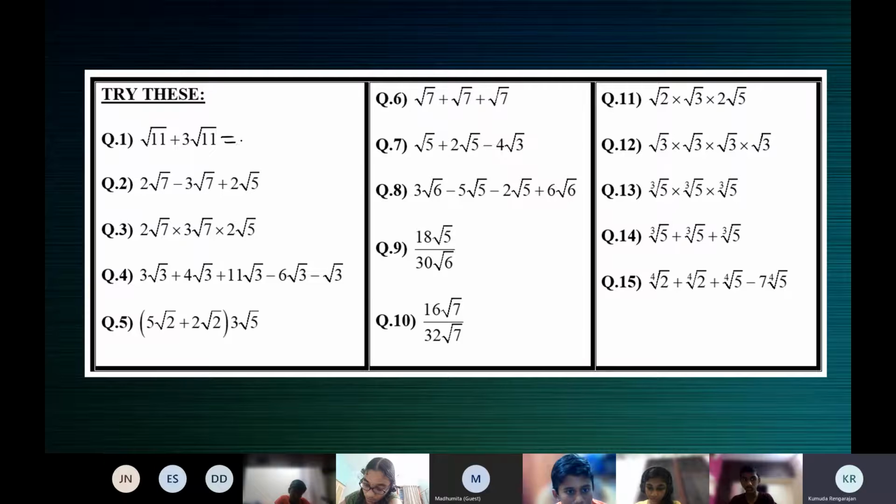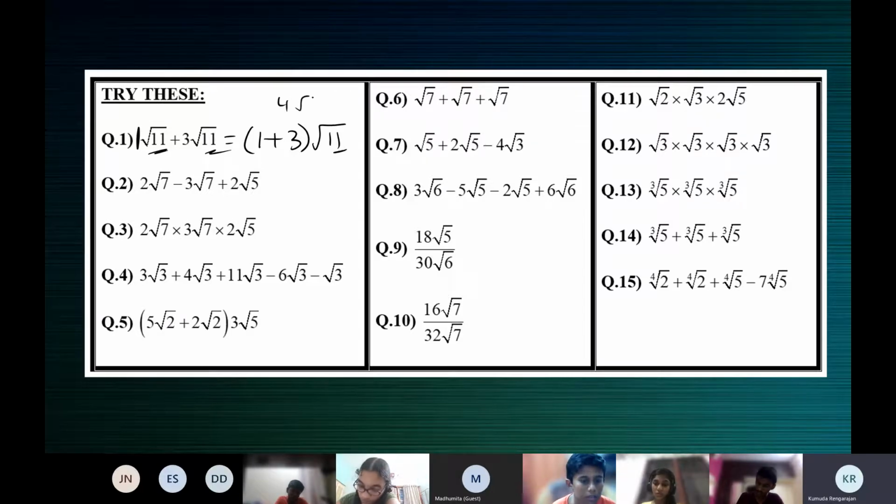See, I'm just helping you with the first one. You can straight away write the answer 4 root 11, or if you want to, you can show this step. You can open a bracket: there's 1 here, so 1 plus 3 root 11, because root 11 is common. In the bracket, you would have 1 plus 3, so 4 root 11. So it's optional. If you want to show the step, fine. Otherwise, you can give the final answer straight away.